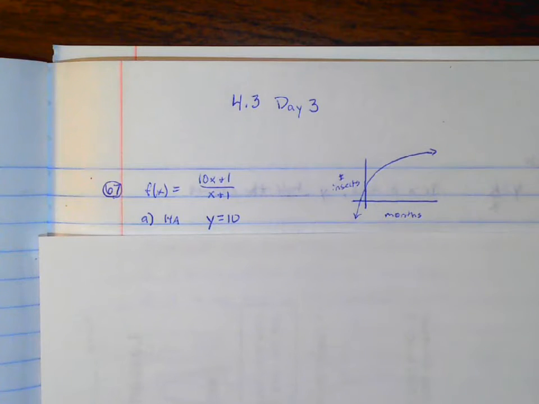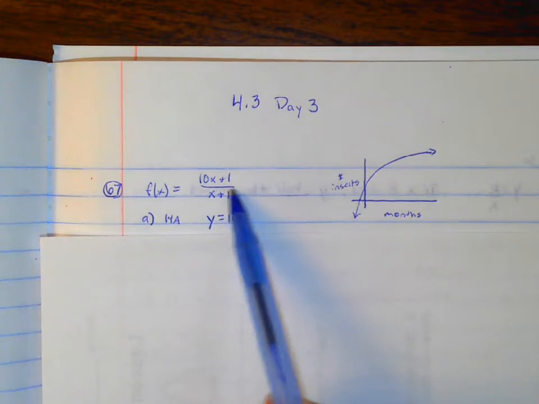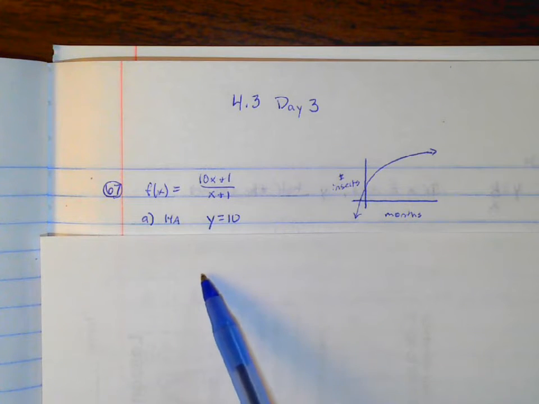This is 4.3 day 3. Okay, some of the word problem ones. So 67 asked us about the insect population can be modeled by this equation. It asks us in part A, what is the horizontal asymptote?